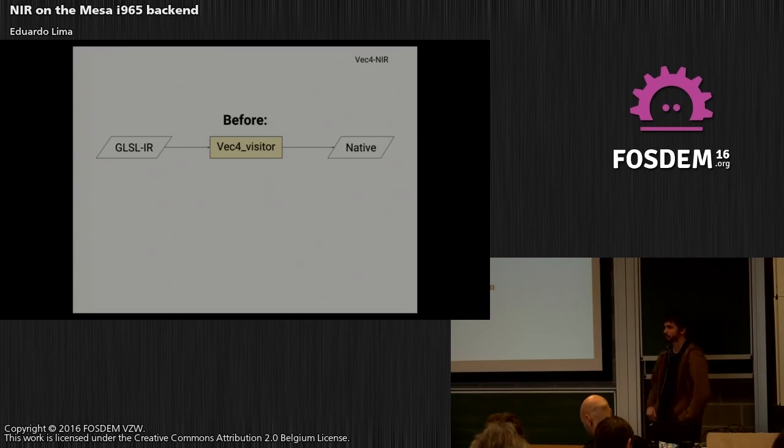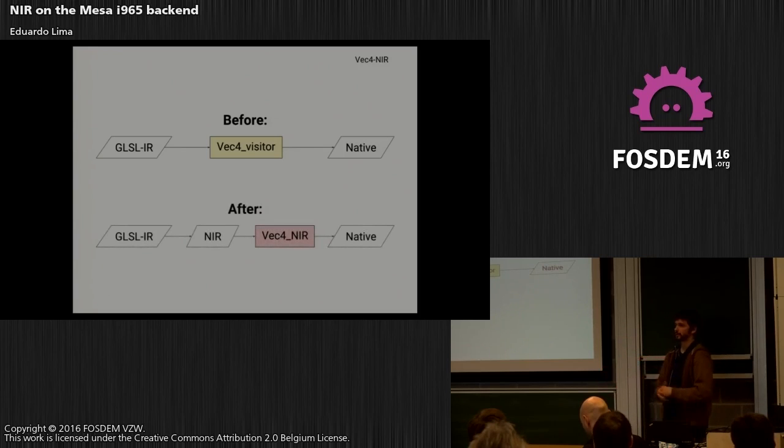Yes, we have a name for this. And this is what it was before. We have the GLSL IR, and we have this, let's call it engine, the vector visitor. It's a visitor because it follows, we will explain it later, the visitor pattern on the tree. So it navigates the intermediate representation, which in the case of GLSL IR is a tree, an expression tree.